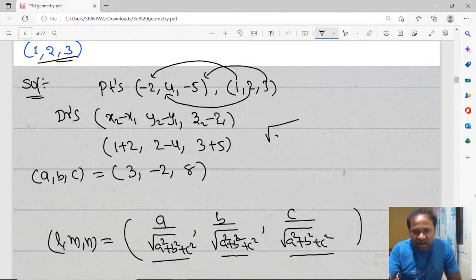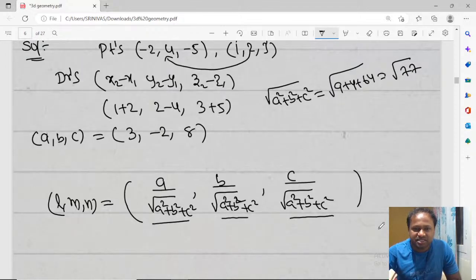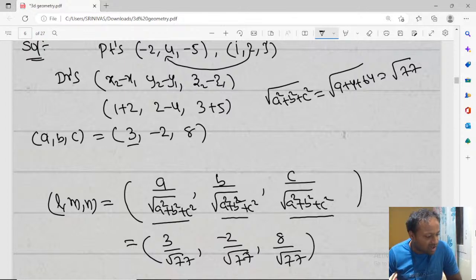So, I will find under root of A square plus B square plus C square, that is equal to under root of 9 plus 4 plus 64, that is nothing but root 77. Okay, substitute here, what you get? So the answer will be A means 3 divided by root 77, B minus 2 divided by root 77, C 8 divided by root 77. So this will be the answer.